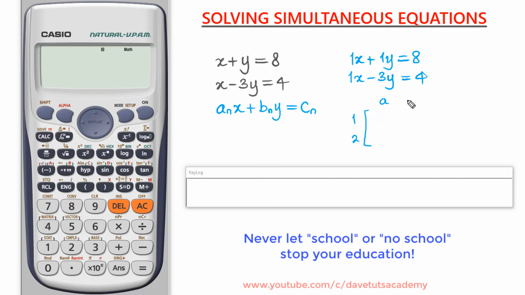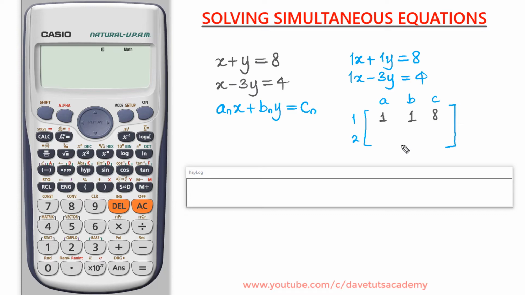And if we want to put this in a matrix format, we have A, B, C as our columns and rows 1, 2. Now, the coefficient of x in the first equation is 1, the coefficient of y is 1, and the constant c is 8. In the second equation, the coefficient of x is 1, the coefficient of y is minus 3. That's where most of the time you can make a mistake. It's not 3, it is minus 3, and then the constant is 4. Now, this set of values are what we are going to input into our calculator.